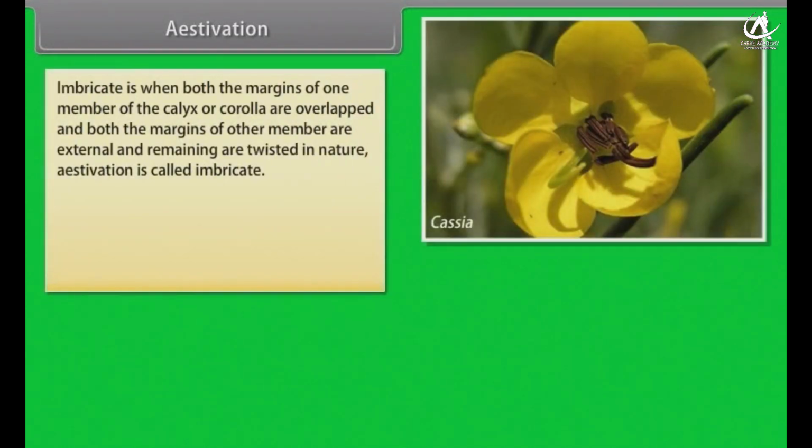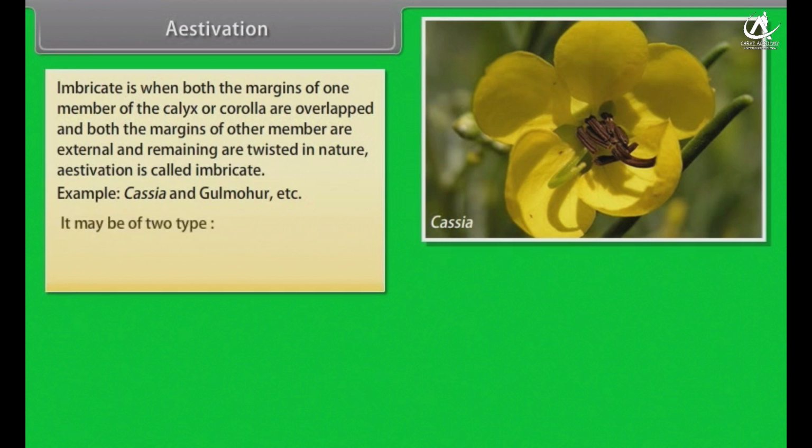Imbricate is when both the margins of one member of calyx or corolla are overlapped and both the margins of another member are external and the remaining are twisted in nature. Estivation is called imbricate. Example, cassia, gulmohar, etc. It may be of 2 types: ascending imbricate, descending imbricate.